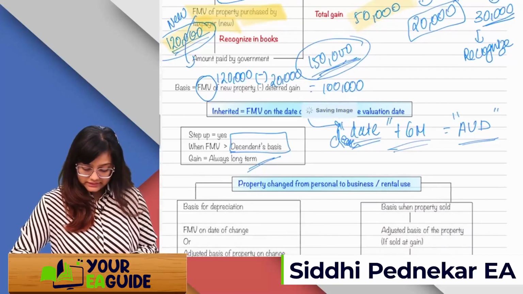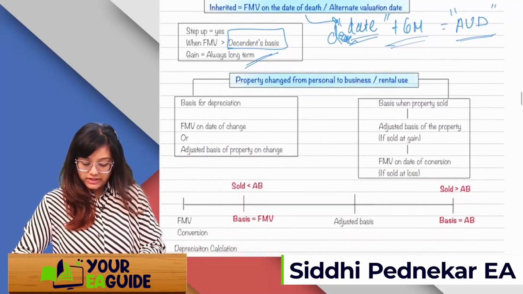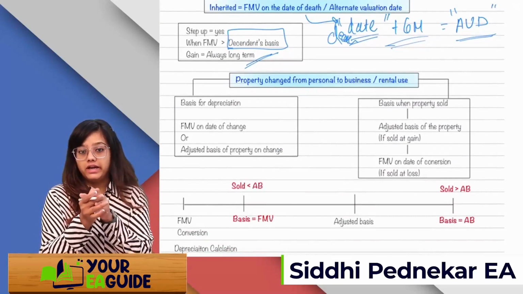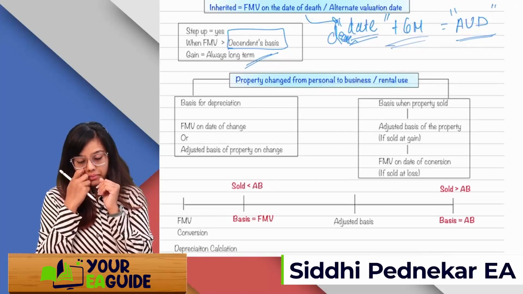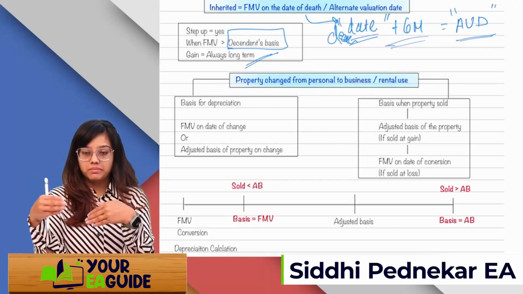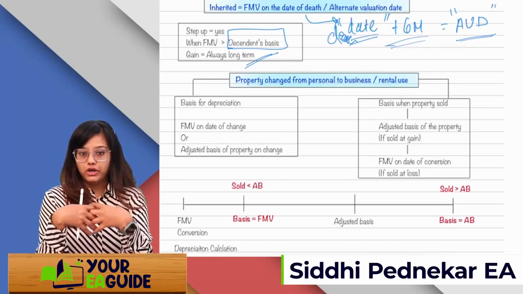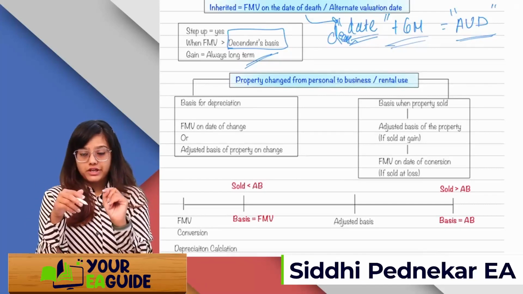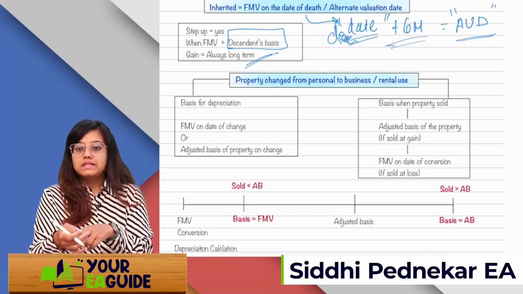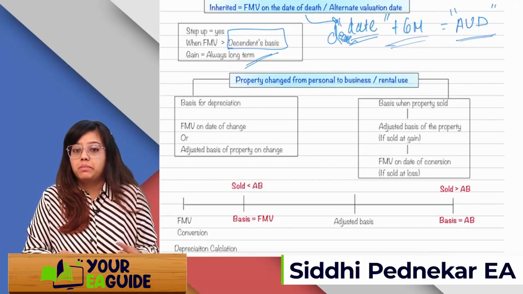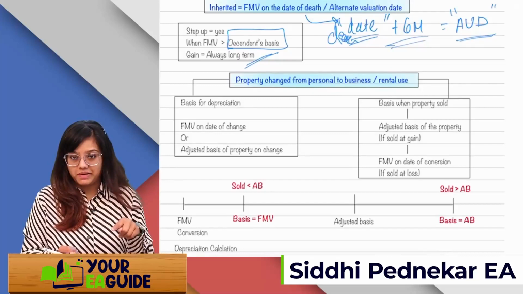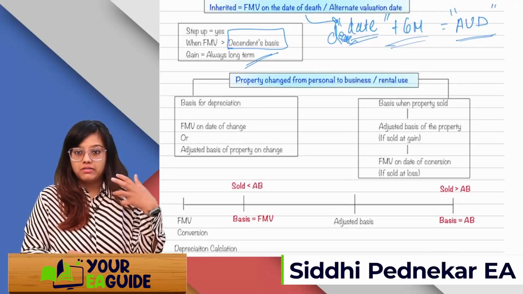Next is property changed, like if property has been changed from personal use to business or rental use. Right now, if I am using the property for personal use, and now I have changed it to use in the business, or I am renting out the property, I'll have to consider two things. First, at what amount I will depreciate the property. Second, what will be the basis when the property is sold. When the property is sold, I'll have to reduce the cost price. So what will be the basis I'll take while selling that property?